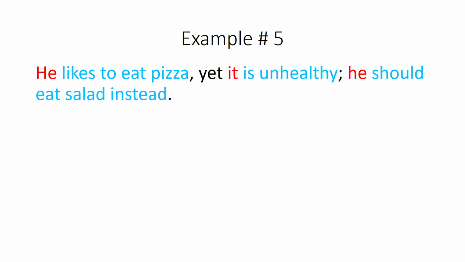The first two independent clauses, he likes to eat pizza and it is unhealthy, are joined together by the coordinating conjunction yet. And the second and third independent clauses, it is unhealthy and he should eat salad instead, are joined together by a semicolon. This fits our definition of a compound sentence: at least two independent clauses, we have three here, joined together by coordinating conjunctions or semicolons.